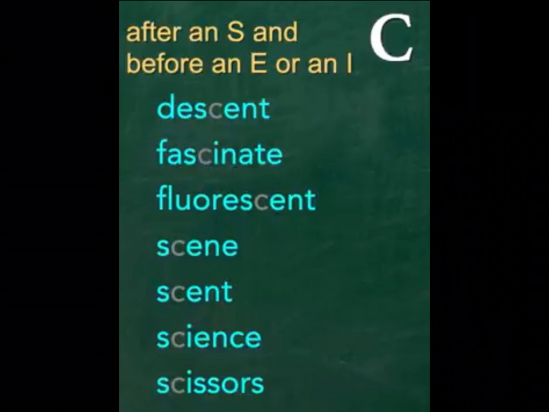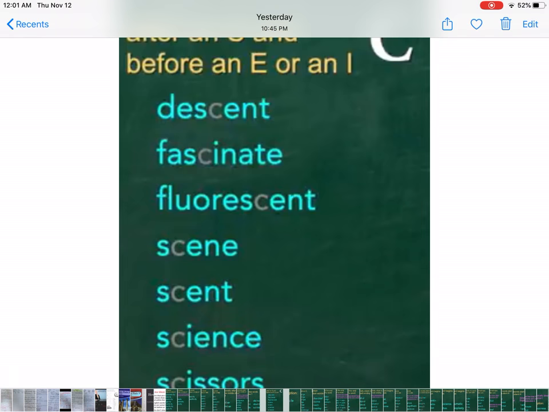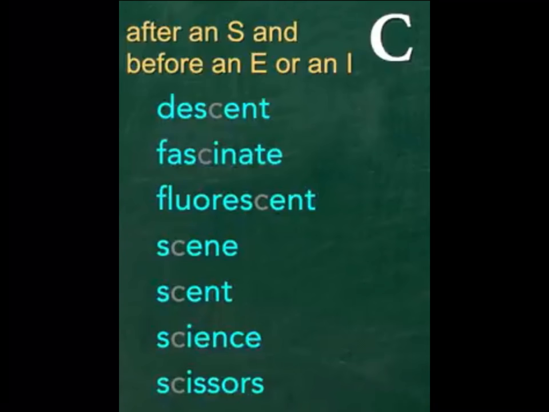We hear the S, but we really don't hear the C. So here the C is silent because, like we said, it is after an S and before an E or an I. Again, descent, fascinate, fluorescent, scene, scent, science, and scissors. Repeat them after me, please, so you are familiar with these.